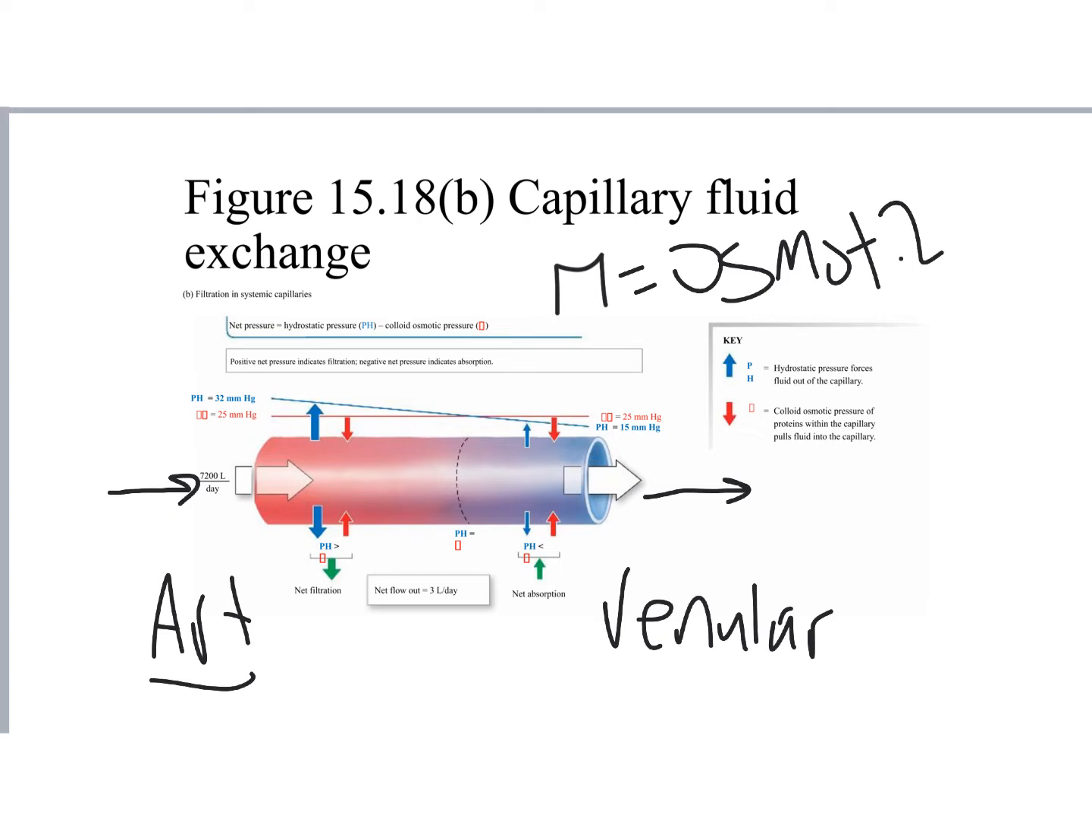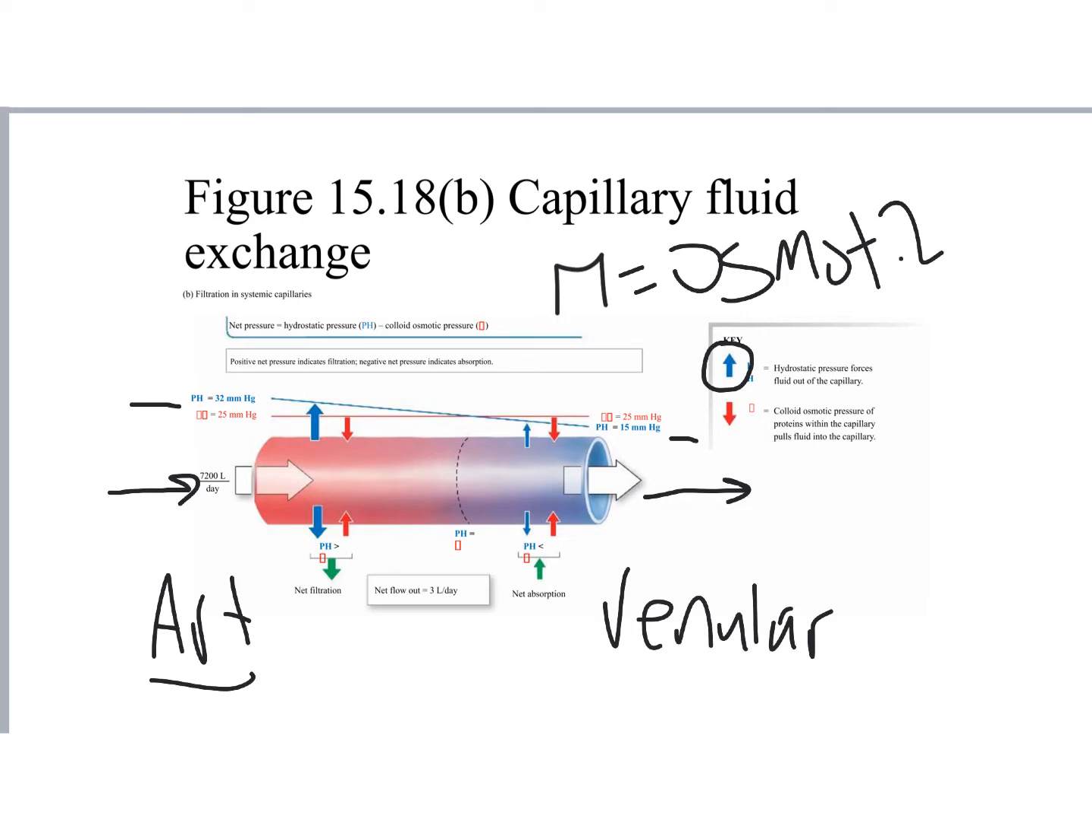The blue arrow represents hydrostatic pressure, and it is showing what it's doing to the direction of the fluid. At the arterial end, hydrostatic pressure starts at 32 millimeters of mercury, and as it loses fluid, by the time it gets to the venular end, the pressure has been reduced to 15 millimeters of mercury. So let's look at what's happening. That means the hydrostatic pressure is decreasing. It's higher at the arterial end and lower at the venular end, because it starts at 32 millimeters of mercury and ends at 15.